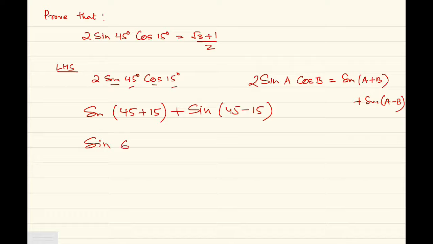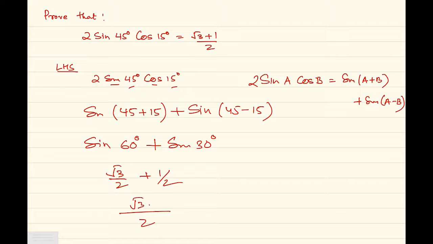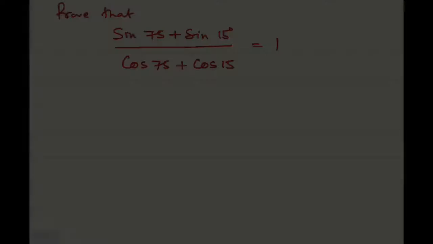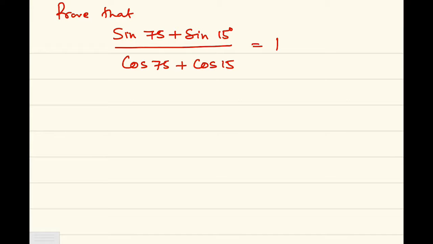sine 60 degree plus sine 30 degree, and everyone knows the value, root 3 by 2 plus half, and the LCM is 2, and that's root 3 plus 1. So that equals the RHS, hence proved. Correct everyone? Okay. The second one, prove that sine 75 plus sine 15 divided by cos 75 plus cos 15 equals 1. Now this formula is the other one. This is the sum difference formula to products. We need to do that, correct?